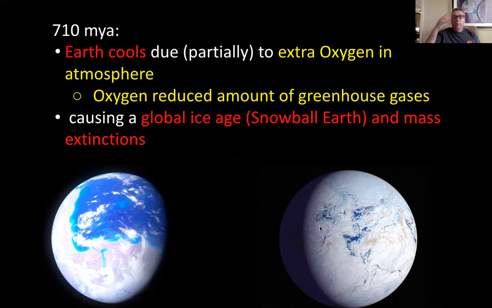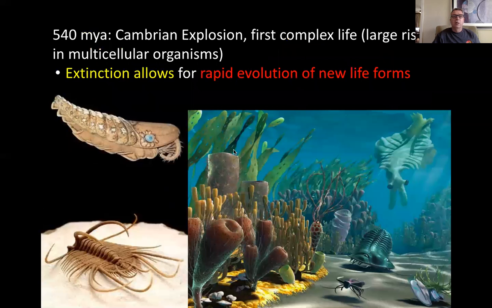So the ozone layer and the carbon dioxide is a greenhouse gas, but oxygen is not a greenhouse gas, so it produces a lot colder temperatures. And that's why we have the snowball Earth and mass extinctions.